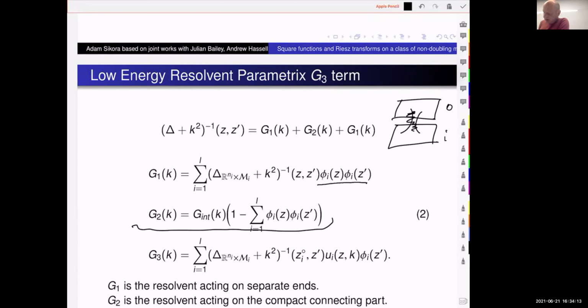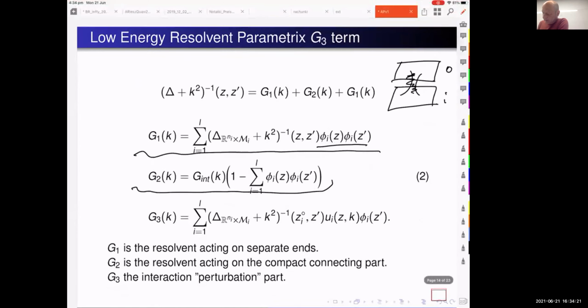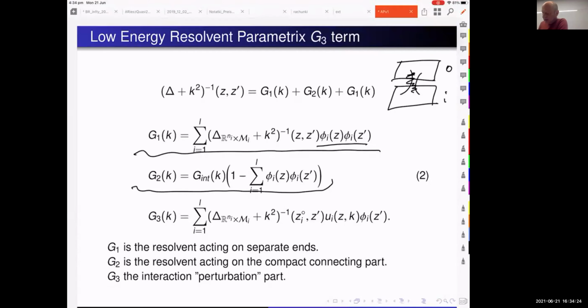Pretty much, it means that you take the operator on one side, you take the operator on the other side. So that's your resolvent, right? This connection term is not that significant. And then you've got the rest, the term which is the most interesting and most significant one in a sense. This is the term of interaction between these two ends, right? So this term is G3.